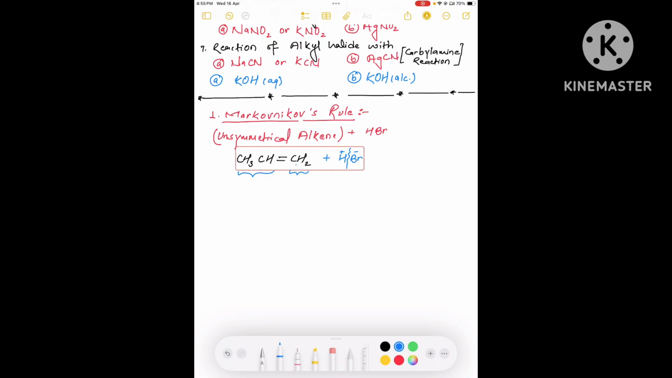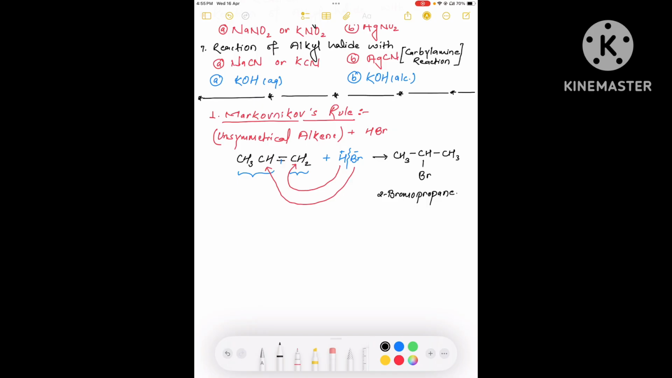The rule says that HBr, when it dissociates into plus and minus charges, one of the bonds will break, and one atom will have a positive charge and the other a negative charge. According to the Markovnikov rule, hydrogen attaches to the carbon having more hydrogens, and bromine attaches to the carbon having fewer hydrogens. So the product formed will be CH3-CH-CH3, with the Br attached at carbon number 2, giving 2-bromopropane.